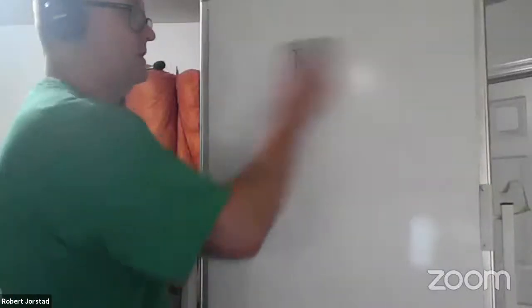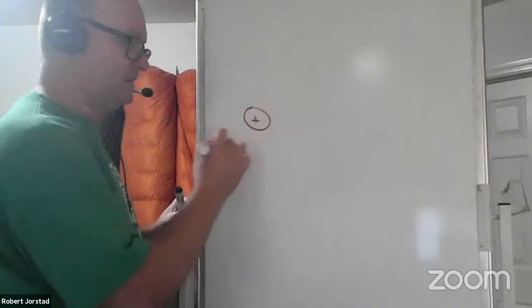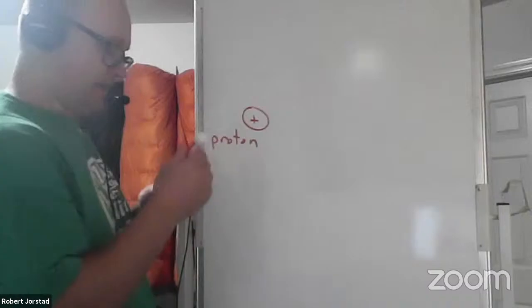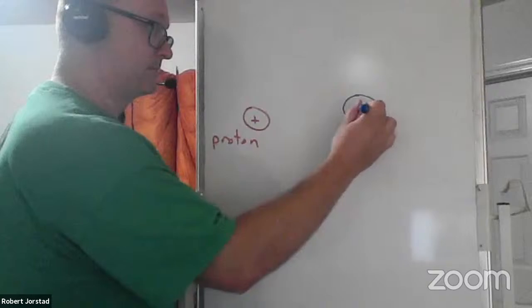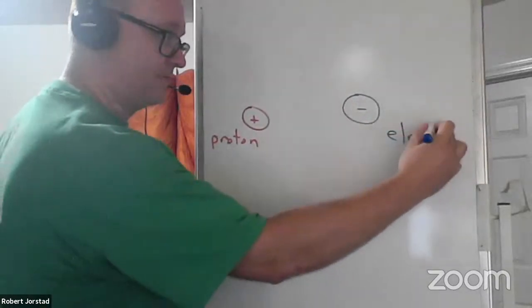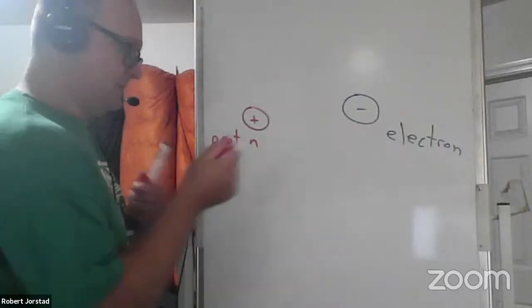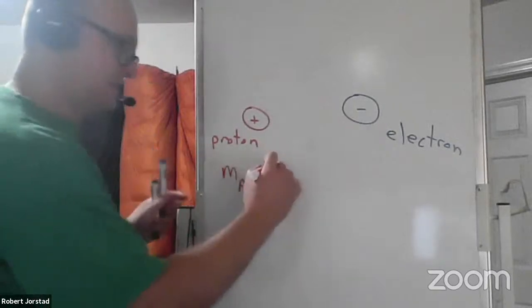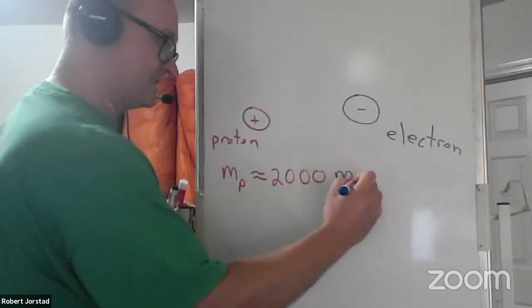All right. So now the idea is, I'm just going to keep it simple. Let's say we have a proton, and then let's say we also have an electron. So we have a hydrogen atom, right? Simple system. If it helps, the mass of the proton is approximately 2,000 times, I think it's more like 1,800, the mass of the electron.